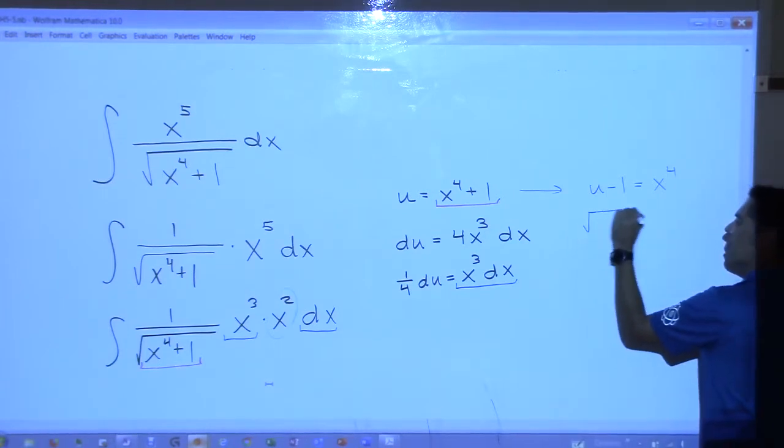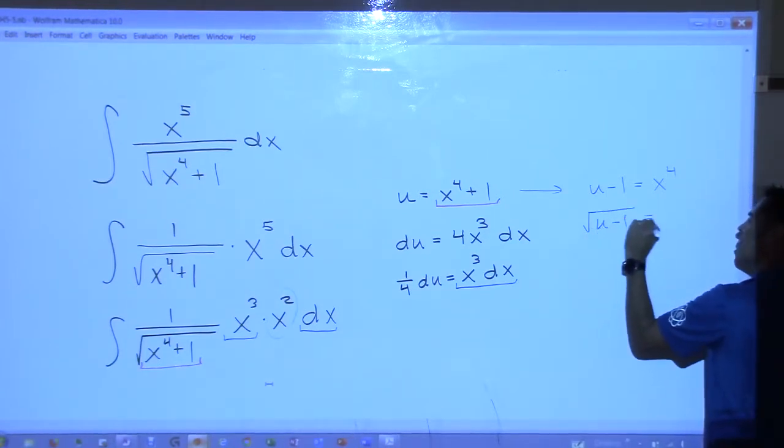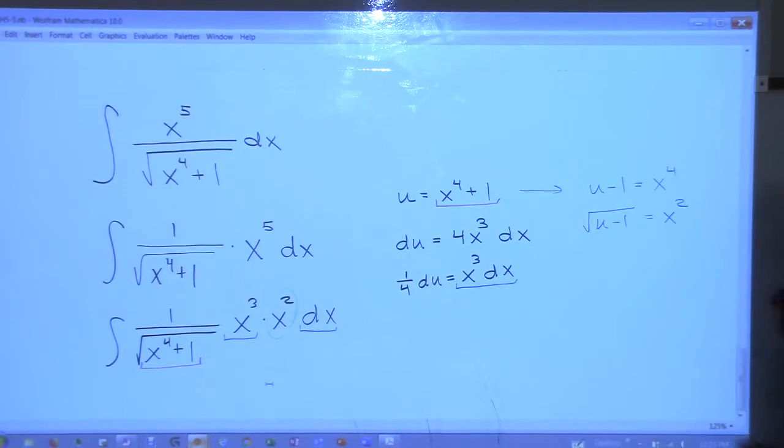So when we take the square root, we get the square root of u minus 1 equals x squared now, right? It's plus or minus, but x squared has to be positive, right? So we good? I'm totally okay with that. Shall we proceed? Do we have x squared in terms of u? Yes, we do.